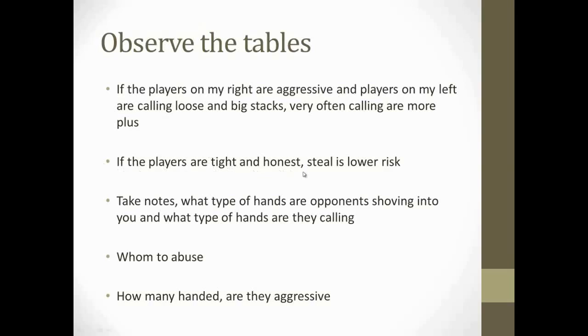If players are tight and honest, it's still lower risk. This comes up a lot with randoms, or players that have very tight stats. A lot of the time I will just raise fold the hands that people usually shove.